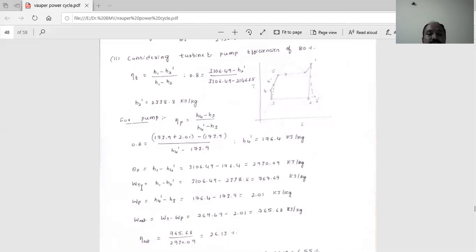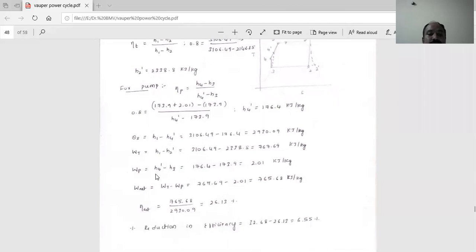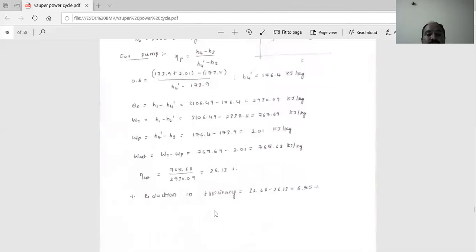Then WT, the turbine work, is equal to H1 minus H2 dash, which becomes 767.69 kilojoules per kg. Then WP is equal to H4 dash minus H3. It becomes 2.01 kilojoules per kg. W net is equal to WT minus WP. It becomes 765.68 kilojoules per kg. Then the actual efficiency of the cycle becomes 26.13%. The reduction in efficiency between the ideal and actual condition is 32.68 minus 26.13, which becomes 6.55%. The reduction in percentage efficiency is 6.55%. An efficiency reduction takes place here.